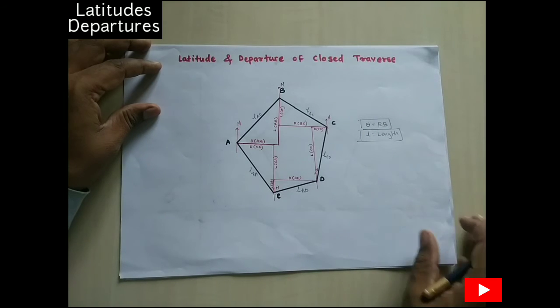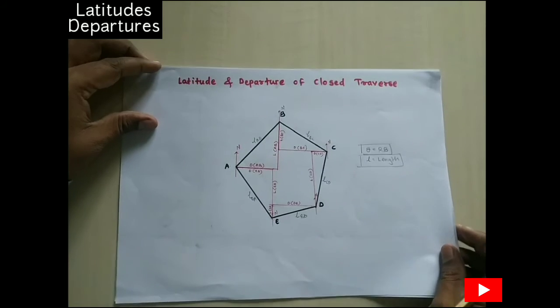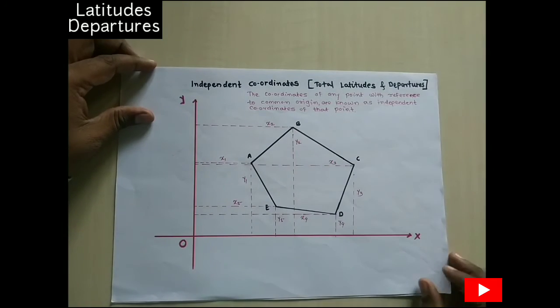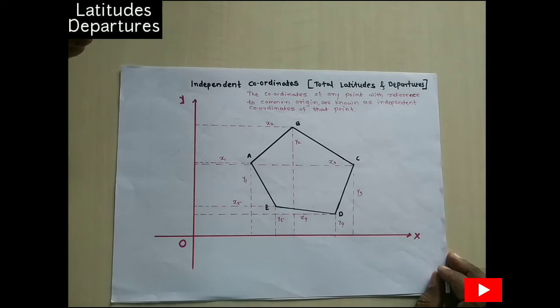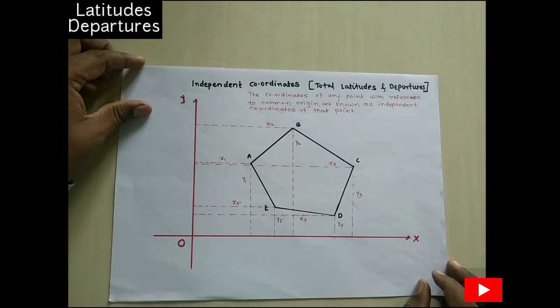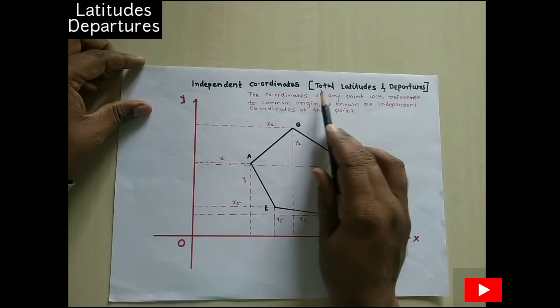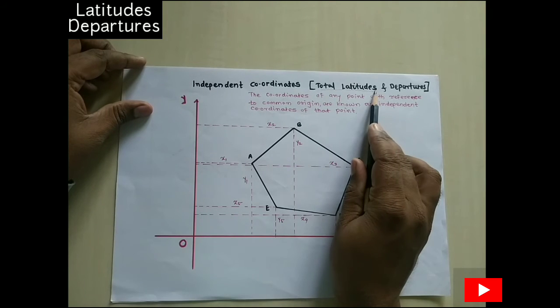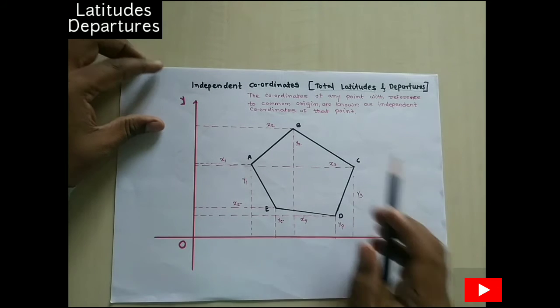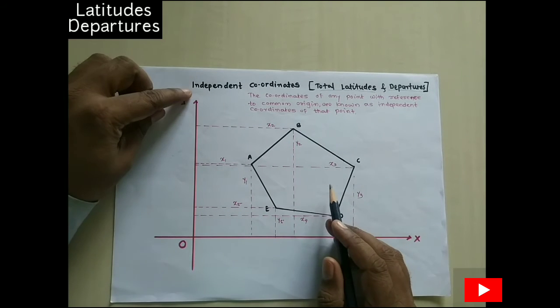Okay, let us learn about the independent coordinates. What is the meaning of independent coordinates? What we learned before were consecutive coordinates. So latitude and departure are the consecutive coordinates. Now what is the meaning of independent coordinates? Sometimes they are also called the total latitudes and departures.